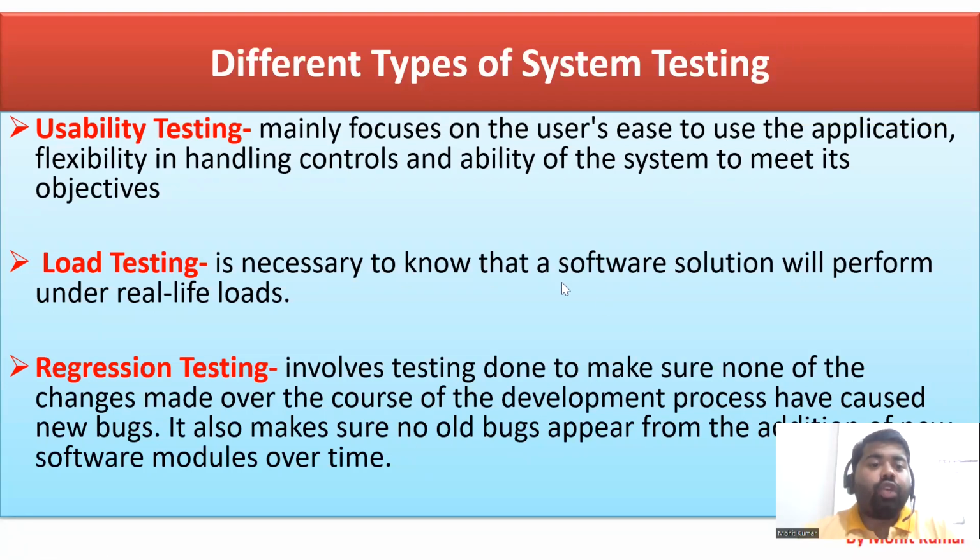Okay, so usability testing: you have to test from the user's perspective. Like you are going to buy some mobile phone, how you are using this mobile phone, you have to test it. That is called usability testing. Mainly it focuses on the user's ease of use of the application, flexibility in handling, and controllability of the system to meet its objective. Then we have load testing, right?